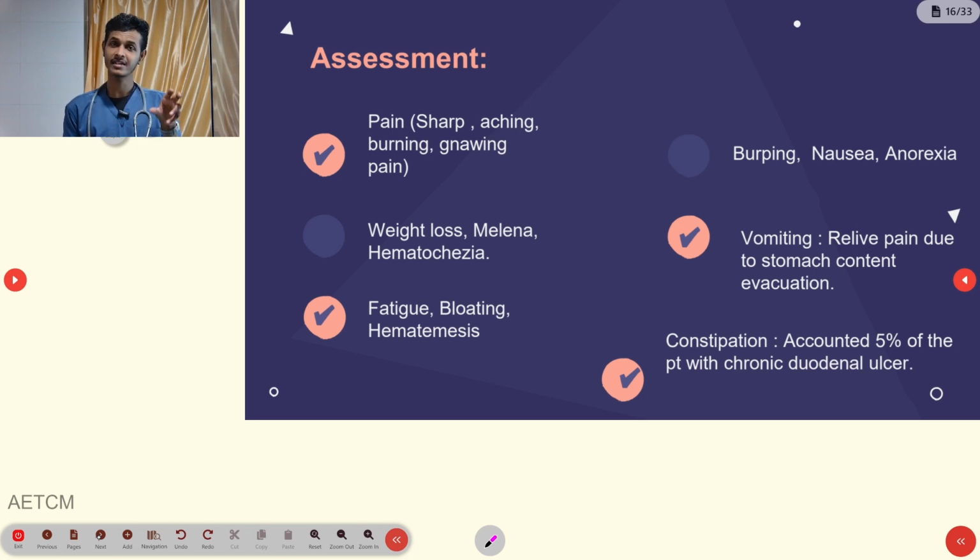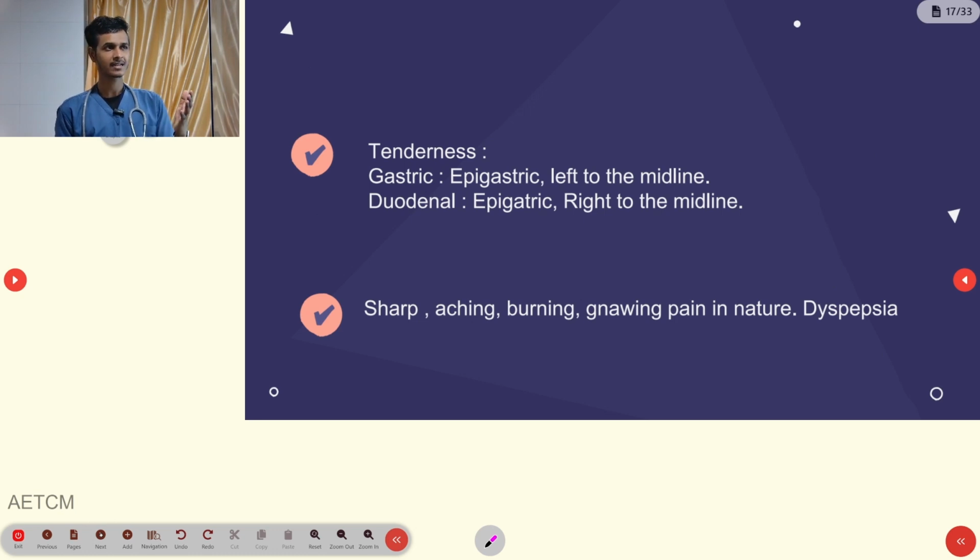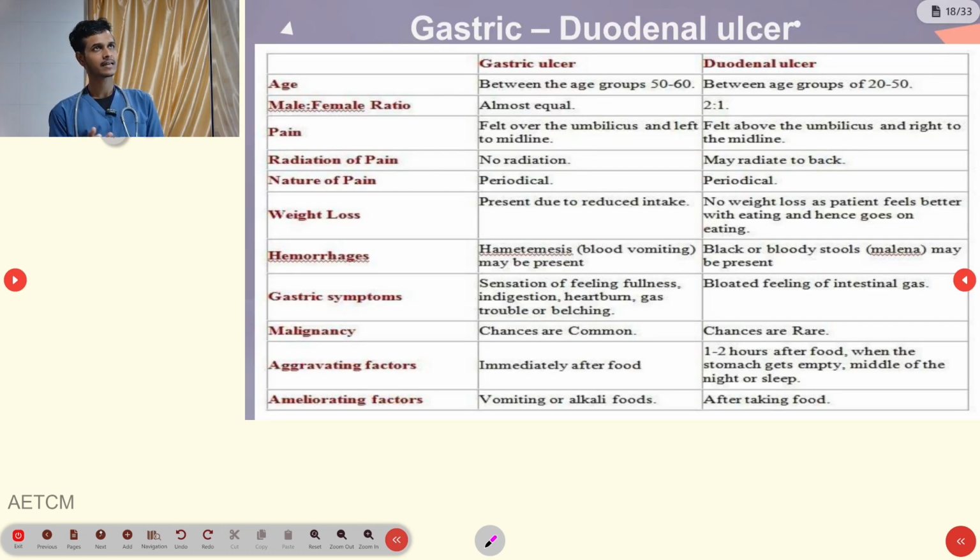In gastric ulcer, not in duodenal ulcer, if the person vomits, because of that vomiting whatever gastric content is there will be evacuated. So, the person may feel some relief. Constipation also is accounted for in 5% of patients with chronic duodenal ulcer. Tenderness also will be there. If it is a gastric ulcer, it is mainly in the epigastric region left to the midline. If it is duodenal, the person may feel the pain or tenderness right to the midline. So, this is the difference between the gastric and the duodenal ulcer.